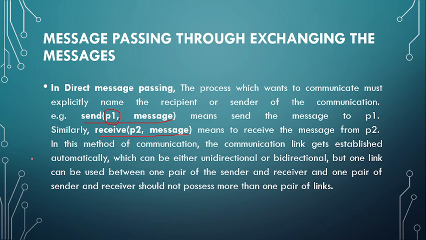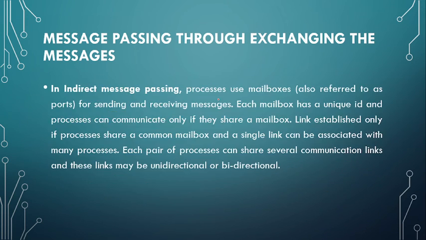In this method of communication, the communication link gets established automatically, which can be either unidirectional or bidirectional. But one link can be used between one pair of sender and receiver, and one pair of sender and receiver should not possess more than one link. So, only two processes can communicate by using the direct message passing method.